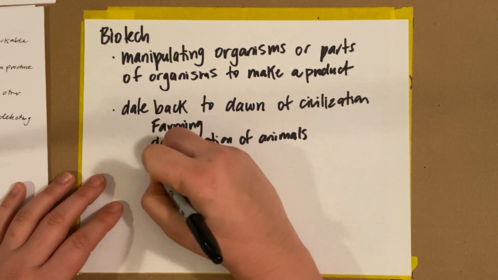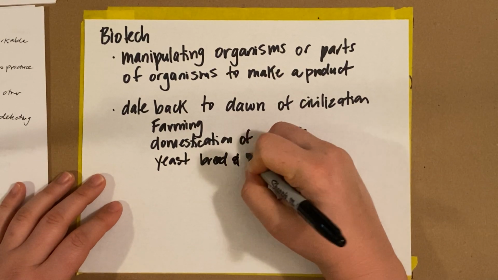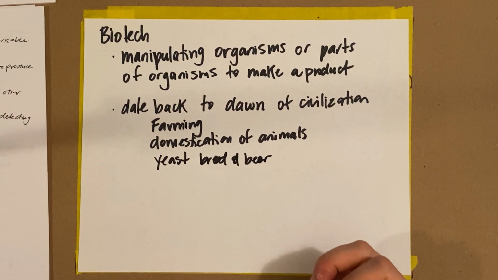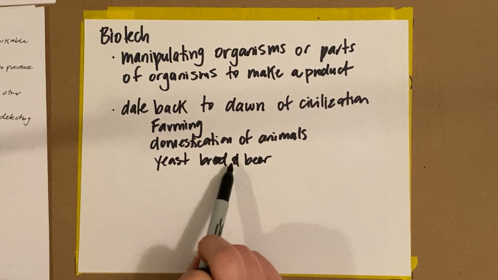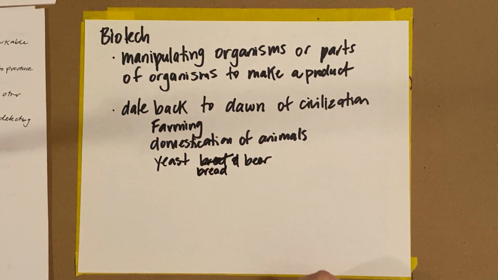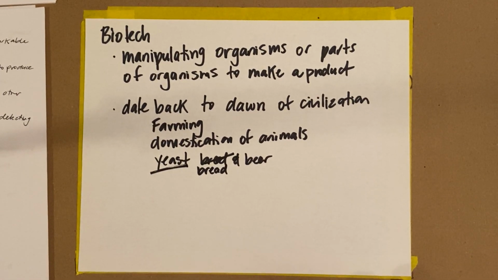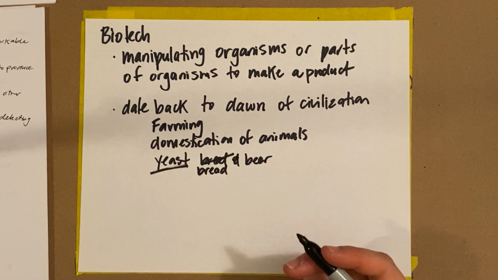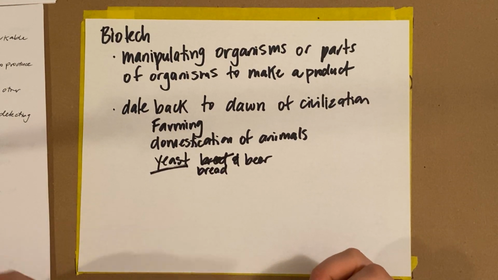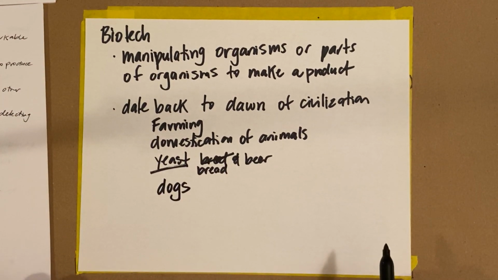We've been kind of using yeast for our bread and beer for a very long time. So once we started being able to farm and grow wheat, beer and bread were things that we were using. And we're specifically harnessing yeast to help make both bread and beer. Okay, and then again, breeding livestock, specific types that we want. Dogs, we domesticated dogs. We selected them for things that we want.